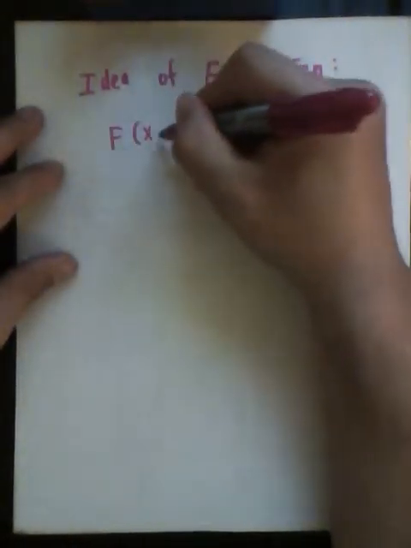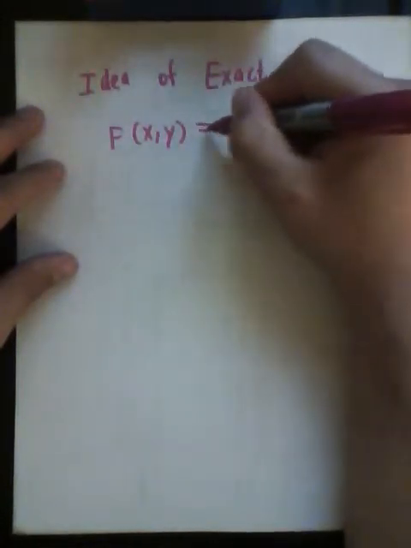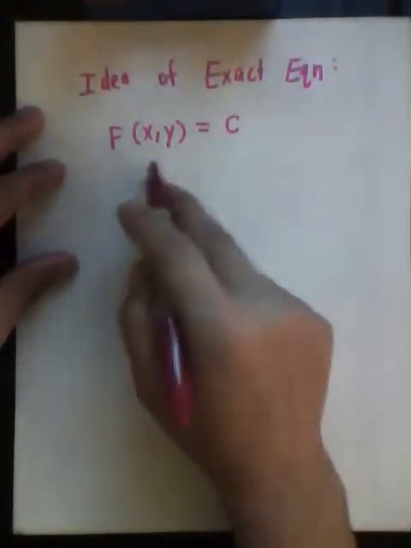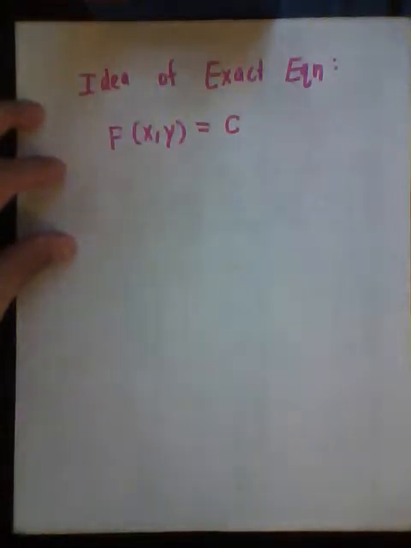Okay, hi guys. What I'm going to do is solve a relatively easy exact equation. But first, I'd like to go through the idea of the exact equation. The idea is that you're trying to solve for some function with respect to x and y, and what they do is they just set this up to some constant.